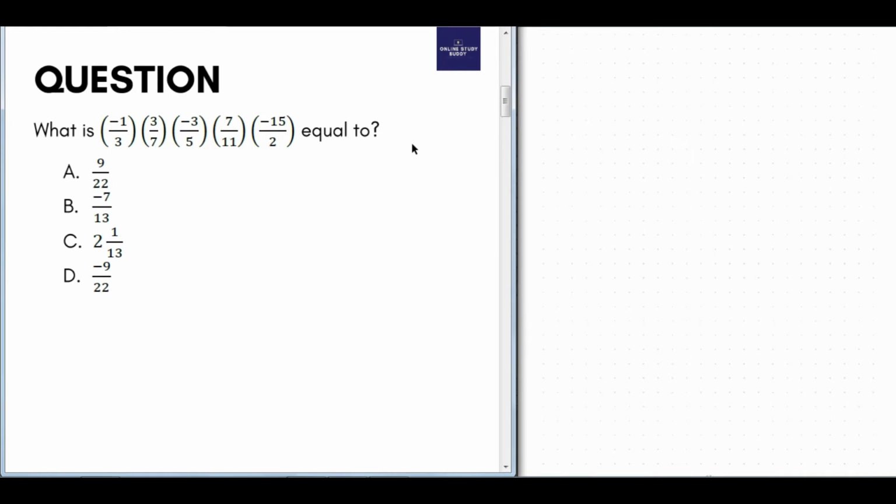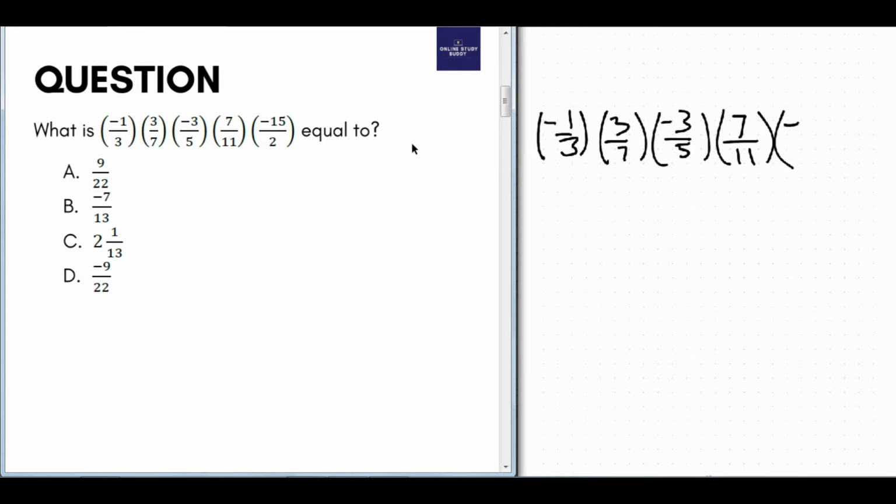Next question. So, what is negative 1/3 times 3 over 7 times negative 3 over 5 times 7 over 11 times negative 15 over 2 equal to? So, dito, before proceeding dun sa multiplication natin, wherein minumultiply natin lahat ng numerators and minumultiply natin lahat ng denominators, tingnan muna natin yung mga common factors sa numerator at denominator na pwede nating ma-cancel. That way, mas konti lang yung mga numbers na i-multiply natin.